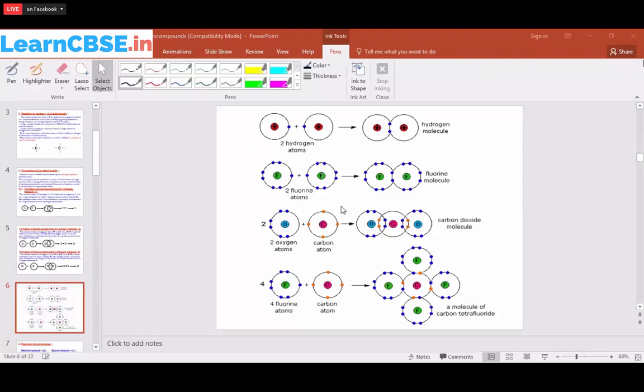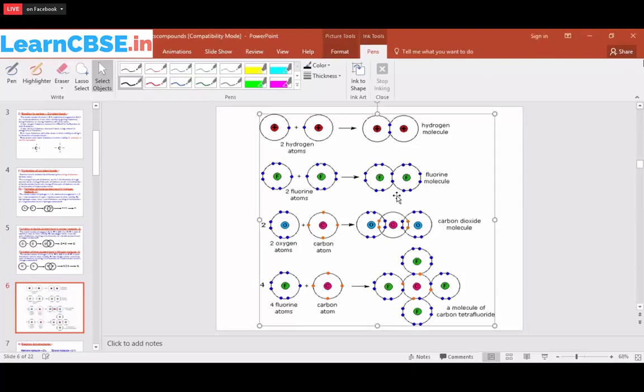Next one is the F2 molecule. Each fluorine has atomic number 9, so the number of electrons is 9. Out of 9 electrons, 2 electrons are present in the first shell and 7 electrons are present in the outermost shell. So it needs one more electron to complete the shell. This fluorine atom also needs one more electron, so both fluorine atoms share one electron each and form the bond F single bond F.